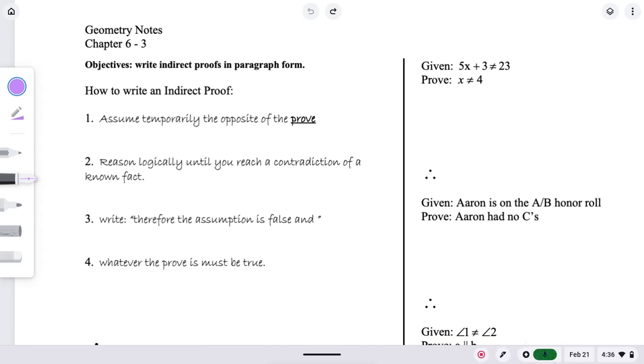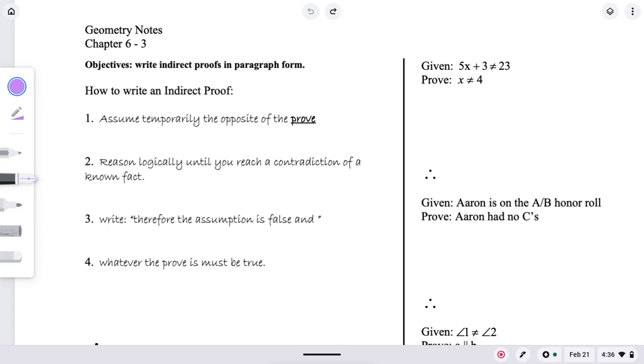All right, so these are your notes for section 3, chapter 6 in geometry, and we're going to talk about indirect proofs. So the objectives say to write indirect proofs in paragraph form. I'm going to be a little loose on that because I'm not really going to require complete sentences for these, because I'm probably not going to write them either. But you do have to follow a structure and use the correct form to write these indirect proofs.